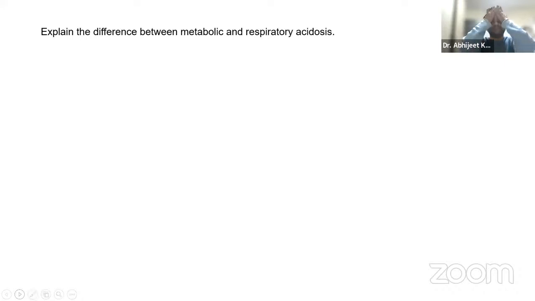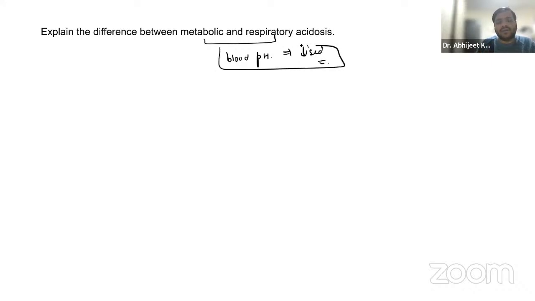Coming on to the next one, metabolic and respiratory acidosis. Basically, they are both conditions where the blood pH is decreased. Blood pH decreased totally means that the blood is becoming more acidic.